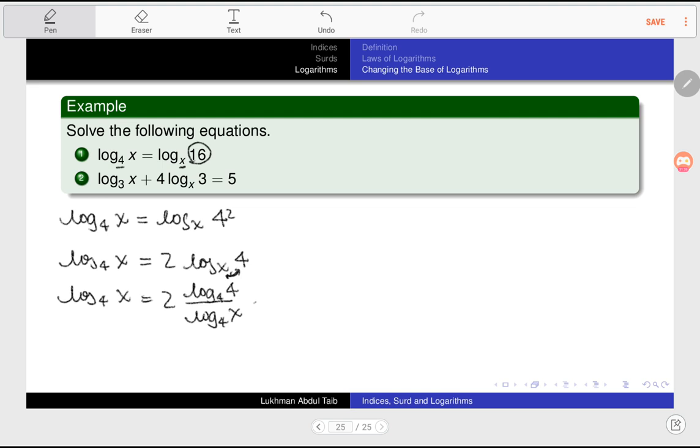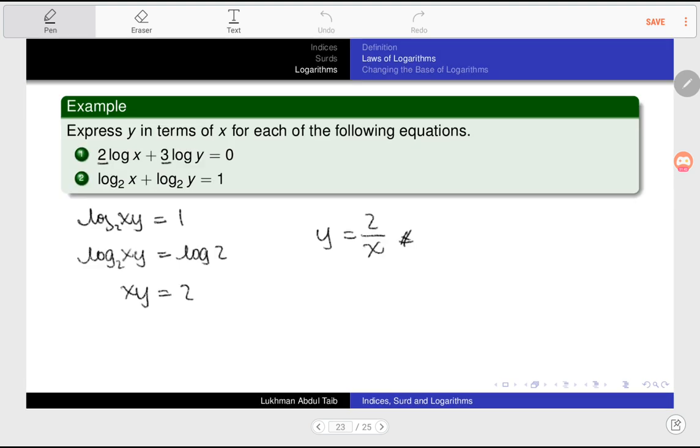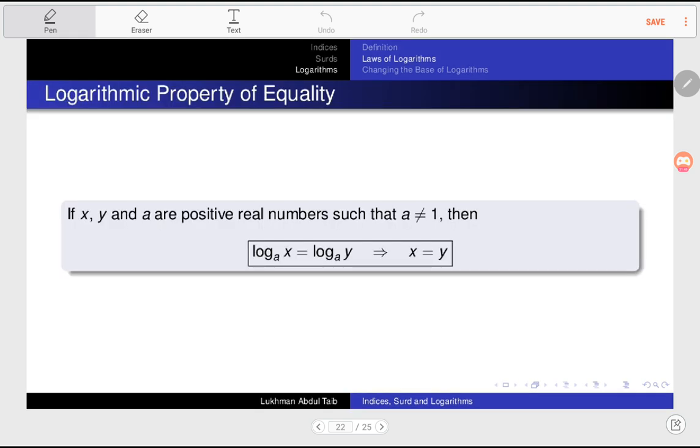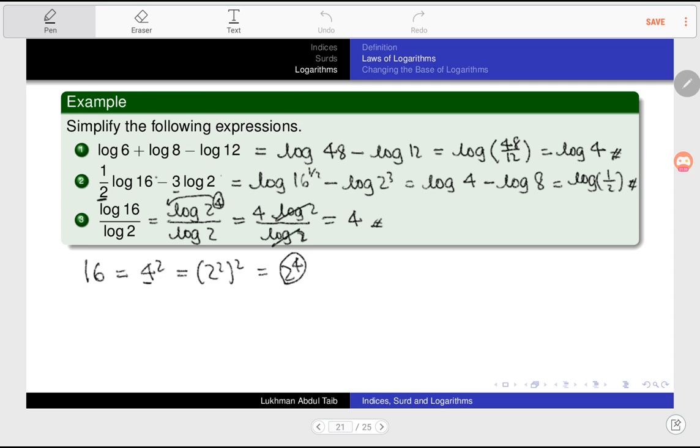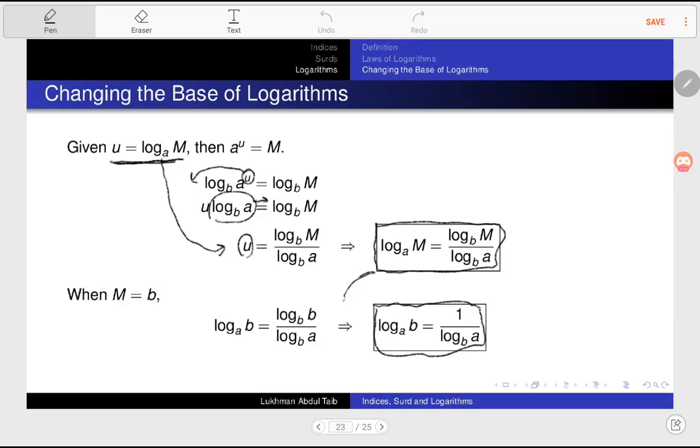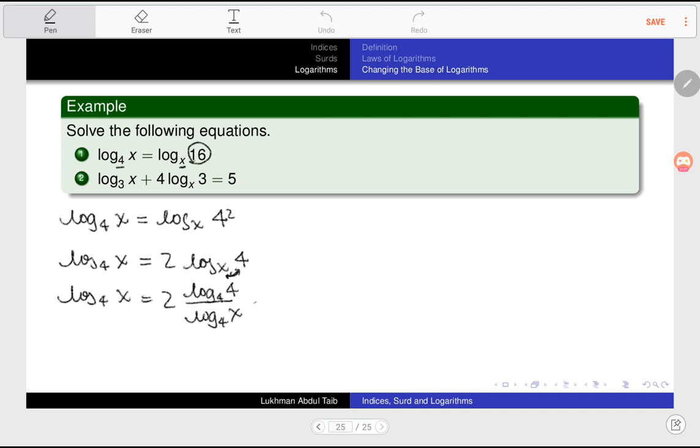Okay, because if we move this one, we will multiply. Never mind, we just move it. Don't worry. So log x to the base of 4, in brackets, squared equals 2.